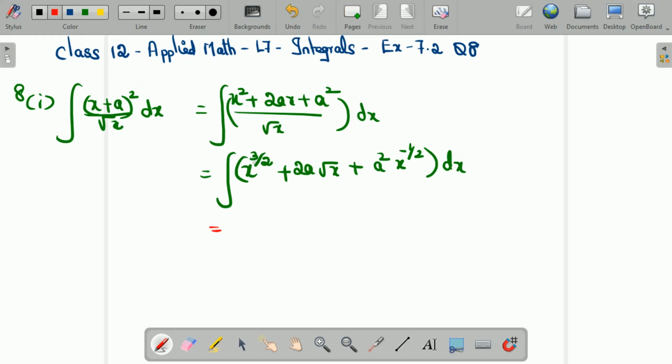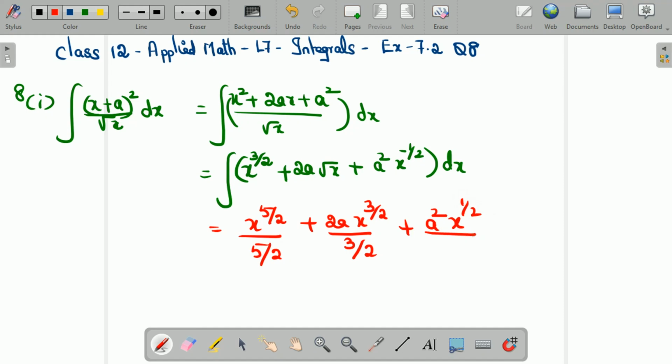So integral of x power 3 by 2 is x power 5 by 2 by 5 by 2, plus 2a is a constant, so outside. Integral of root x is x to the power 3 by 2 by 3 by 2, plus a squared again is a constant. You're just integrating x to the power minus half. So after integration, it is x to the power plus half by 1 by 2, plus c.